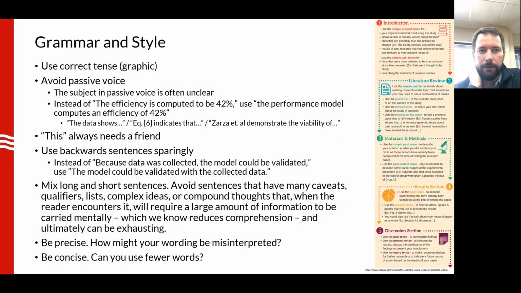Some thoughts that I have on grammar and style. I find myself making a lot of the same edits over and over, and so I try to capture some of that here that I see really consistently. This is definitely not everything, but the thing I see the most is using the correct tense. There are guides for this.